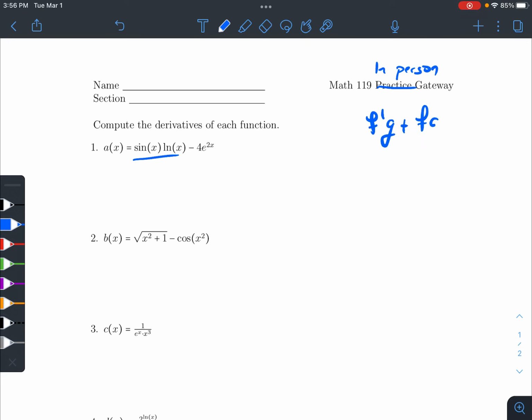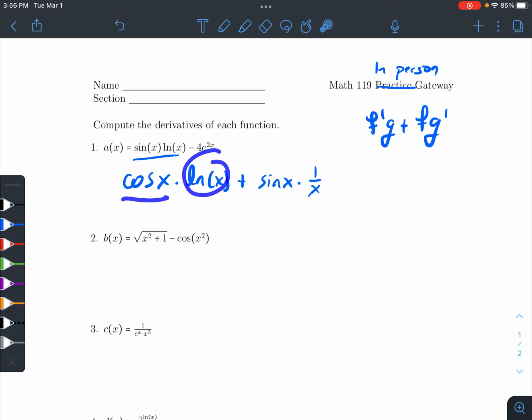So product rule: f prime g plus f g prime, that's the derivative of f times g, right? So derivative of the first times the second plus the first times the derivative of the second. When I do sine of x, derivative of sine is cosine of x, and now I leave ln of x the same, and then plus sine of x times the derivative of ln of x. Derivative of ln of x is 1 over x. So I'm doing the derivative of the first, leave the second alone, and then plus leave the first alone times the derivative of the second.